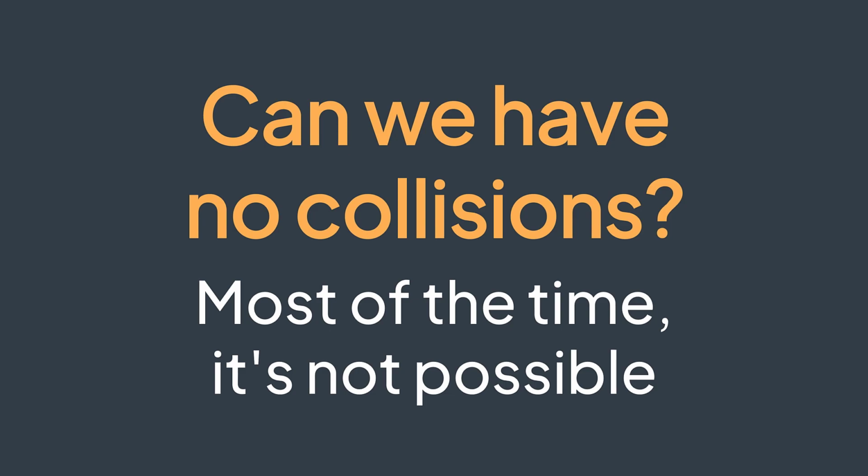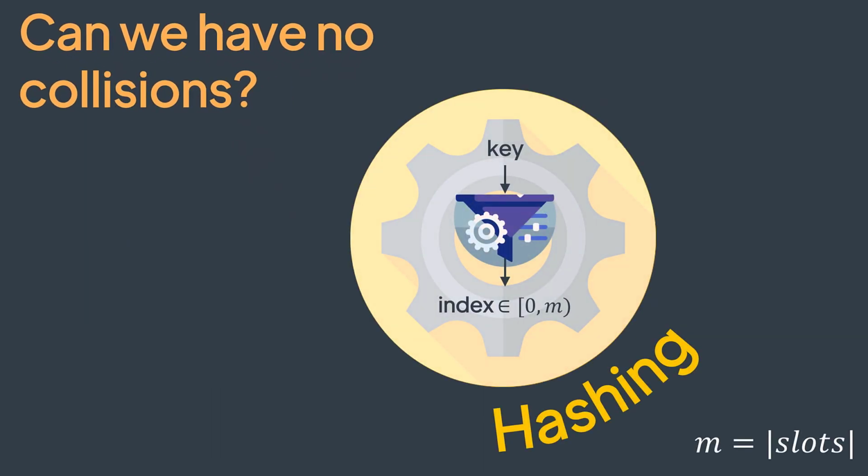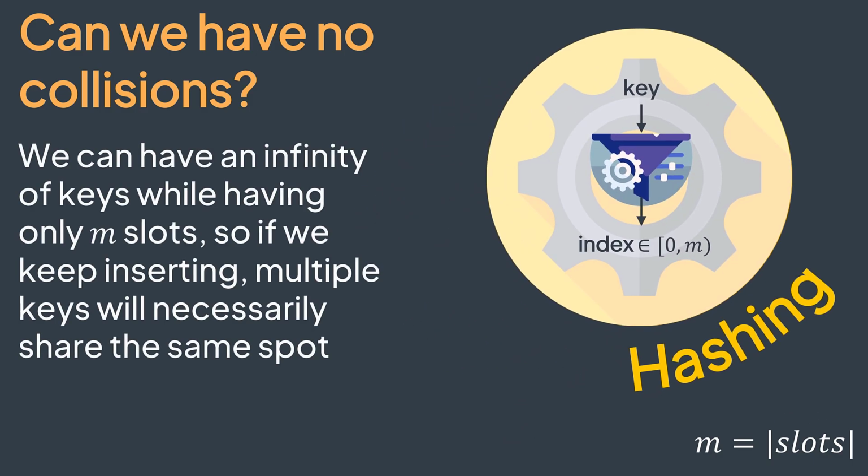In the context of hash tables, hashing converts a key to an index from 0 to m-1, where m is the number of slots. So we have only m different hash values, while the number of keys can be infinite. Like with strings, we have an infinity of strings. Which means that necessarily, because of the pigeonhole principle, if we keep inserting, some different keys will share the same spot, which produces collisions. The only case where it's possible to never have collisions is when the number of keys doesn't exceed the size of the hash table.